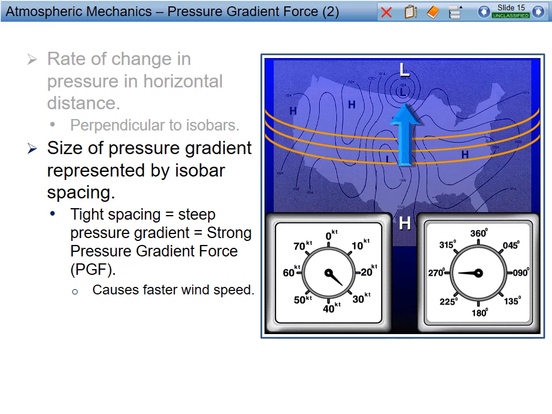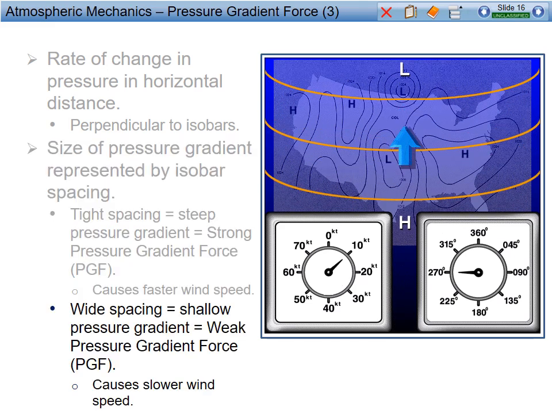Again, the spacing of the isobars will indicate the steepness or strength of the pressure gradient force and the resultant wind. With a wide spacing, in this case, there's no change to the wind direction. It's still counterclockwise around the low, and the pressure gradient force is still acting perpendicular to the isobars, but the wind in this case is only 10 knots because of the wide spacing and weak pressure gradient force.